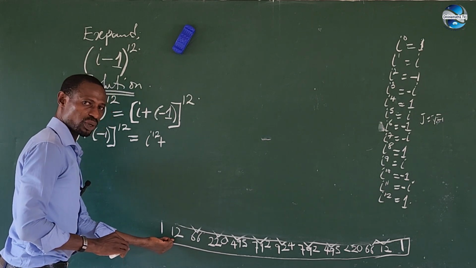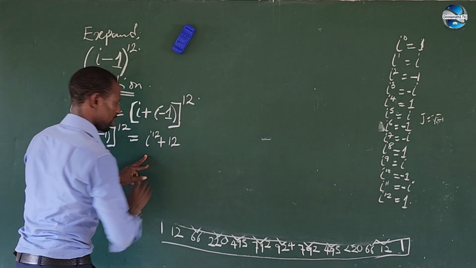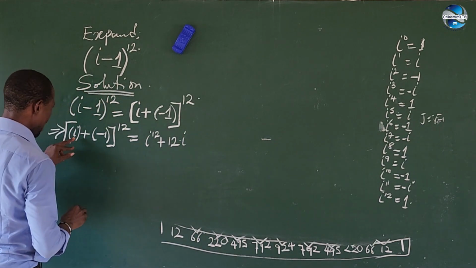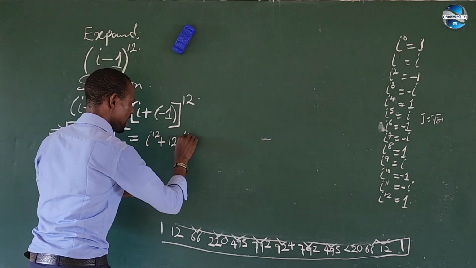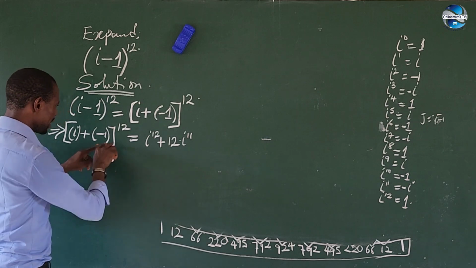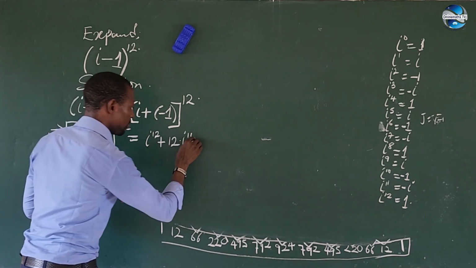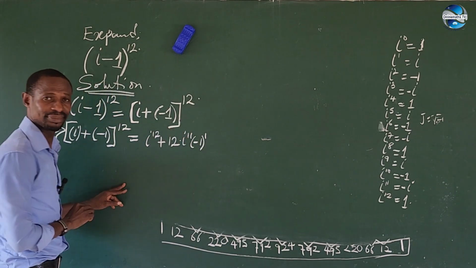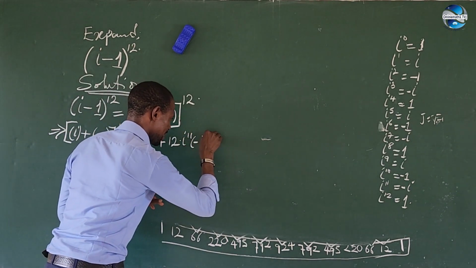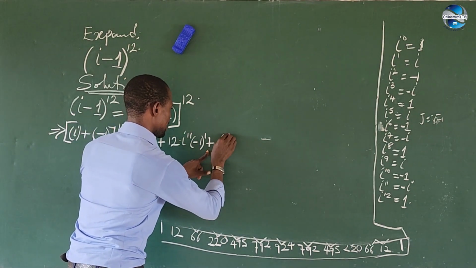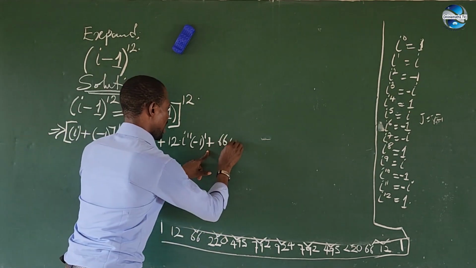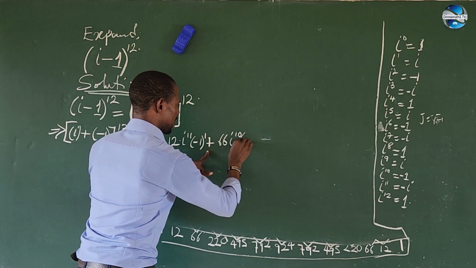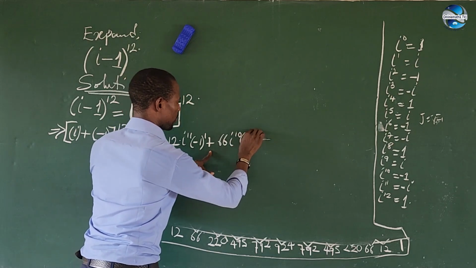Here the coefficient is 12. So we have 12 into our iota, which will turn to the power of 11, then our bracket minus 1 to the power of 1. We go to the next term. So we have 66 into our iota, which this time will decrease to the power of 10, and minus 1 to the power of 2.